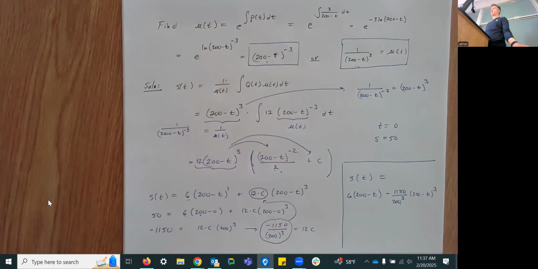These problems are kind of the worst. Like often we don't solve tank problems that are this challenging because they're just kind of grody. But sometimes teachers will have to do them.